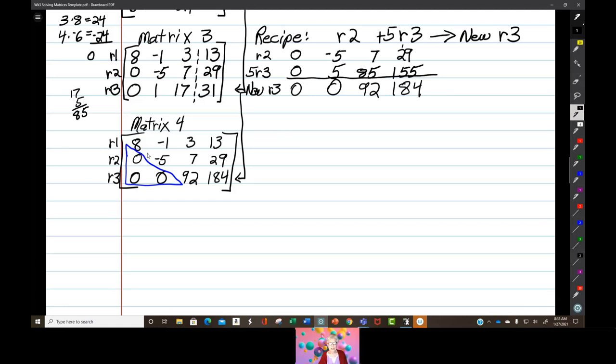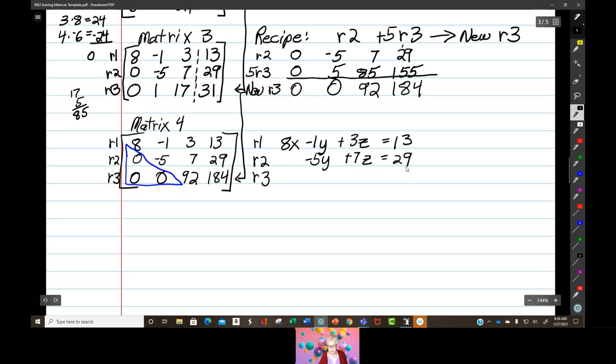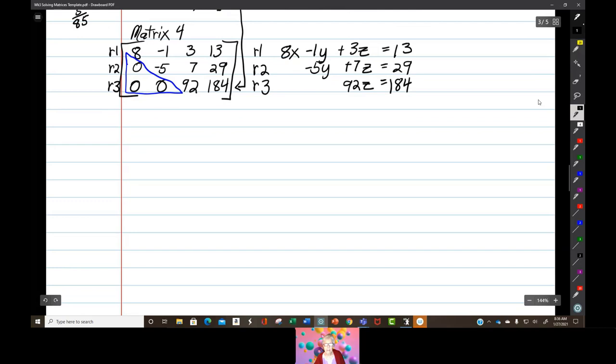So now we take this, we turn it back into the system it really is. 8x minus 1y plus 3z equals 13. That's 0x, so negative 5y plus 7z equals 29. And 92z equals 184. So see how we have this wonderful triangle. In row three, we only have one letter to solve for. Let's do it.